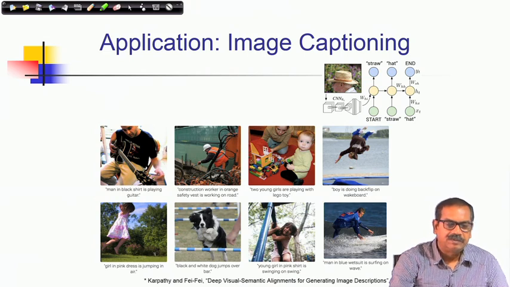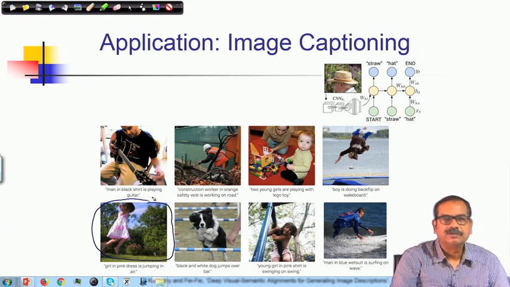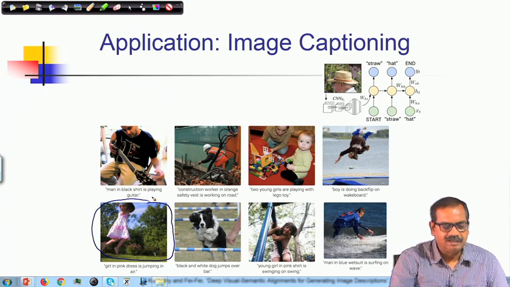like you consider this particular image where a girl is jumping. So, it is written here, girl in pink dress is jumping in air. So, this kind of descriptions, those are generated by this kind of system.